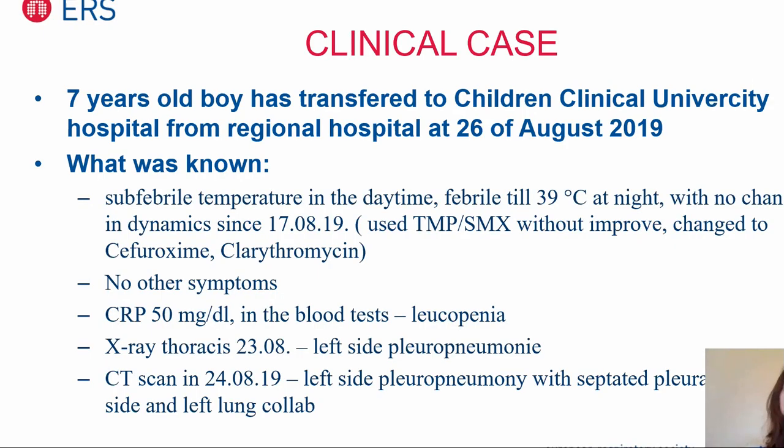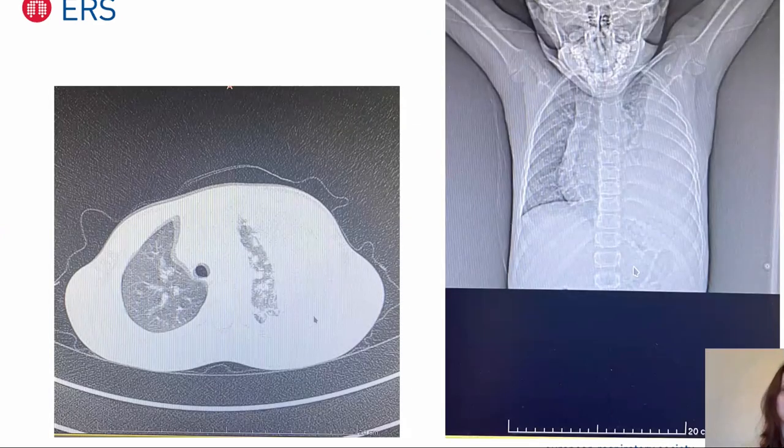The clinical case is about a 7-year-old boy who was transferred from a regional hospital with subfebrile temperature at daytime and febrile at night, no other symptoms, CRP 50 milligrams per deciliter, and leukopenia, with no improvement in dynamics using antibiotics. In X-ray and CT scan of thorax, left side pleuropneumonia is seen with hydrothorax. Here are the CT scans.